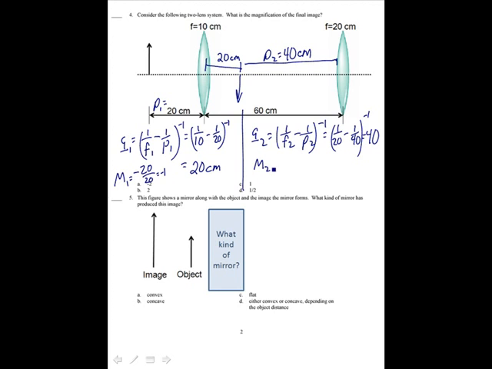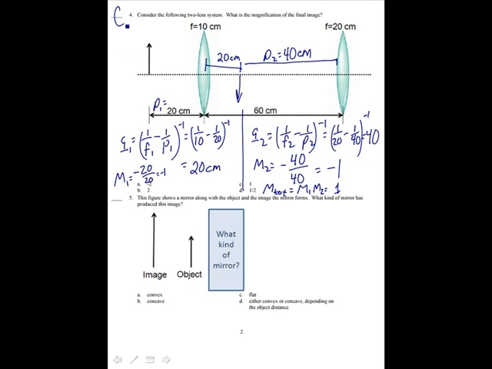So my M2 is negative Q2 over P2, which is 40 over 40. So that is negative 1. Negative 1 times negative 1 is just 1. So the total is equal to M1 times M2, which is just equal to positive 1. For number 4, then, that is C.